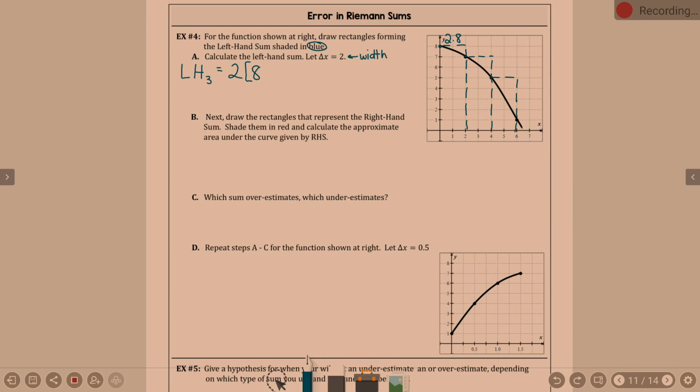What's the height of the next one? 7. So that's going to be a width of 2 times a height of 7. And what's the height of the last one? 5. So it's a width of 2 and a height of 5. So I have my 2 out front here, and then in my parentheses, I can say 8 plus 7 plus 5. Do you see mathematically how that works out? As opposed to me doing 2 times 8 plus 2 times 7 plus 2 times 5, I can do 2 times the sum of 8 plus 7 plus 5. And we get 40. It is 40.